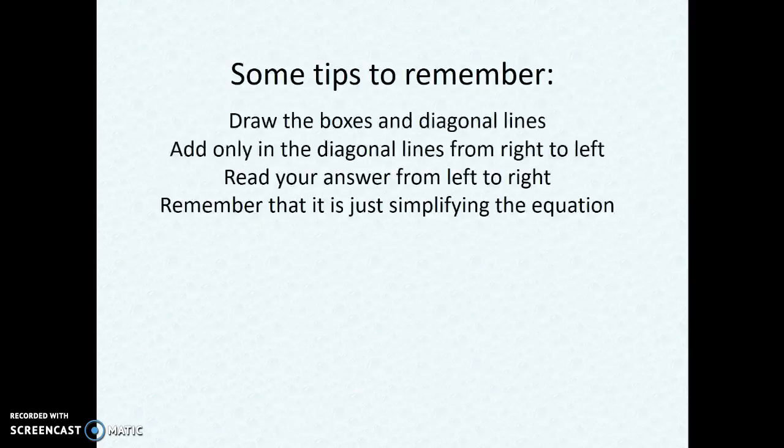So just a few tips to remember when you're doing it. You draw the boxes and diagonal lines. That's essential, obviously. You're only adding in the diagonal lines from right to left. You're going to read your answer from left to right. And also keep in mind, it's just simplifying the equation.